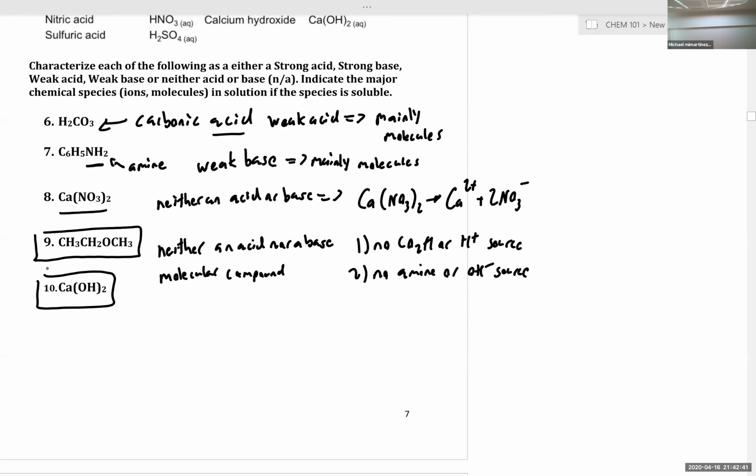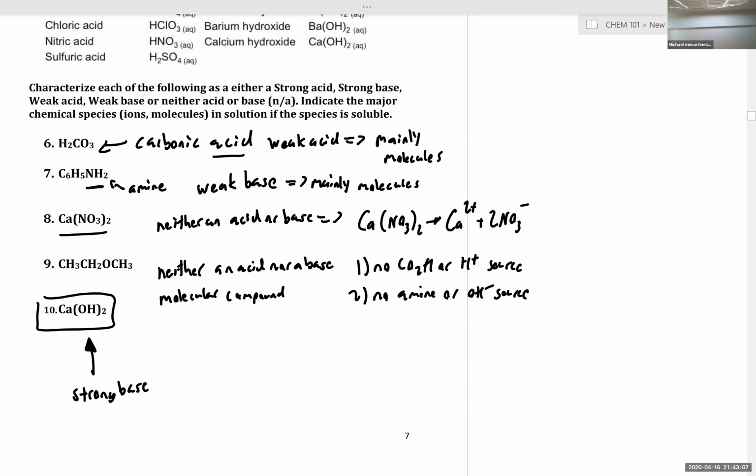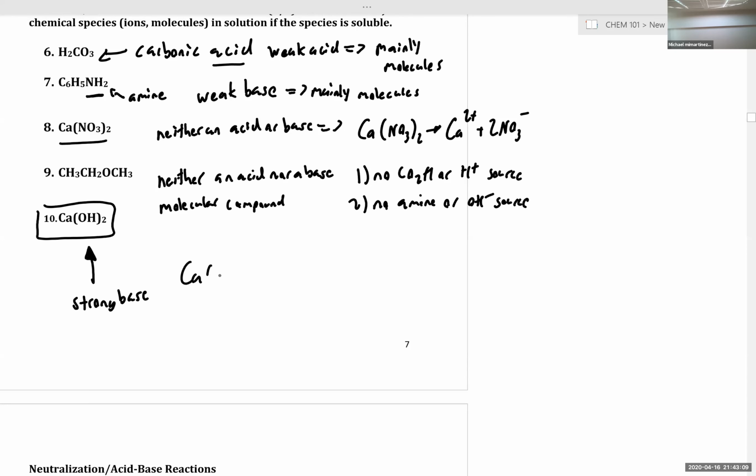Let's look at question 10 now, calcium hydroxide. What do we know about soluble hydroxide salts? Are they strong acids, strong bases, weak acids, or weak bases? For question 10, calcium hydroxide, what would we call that? Yep, strong base, exactly right. If we look at our table of strong bases, calcium hydroxide is on the list. So calcium hydroxide in solution, will we see mainly ions or molecules?